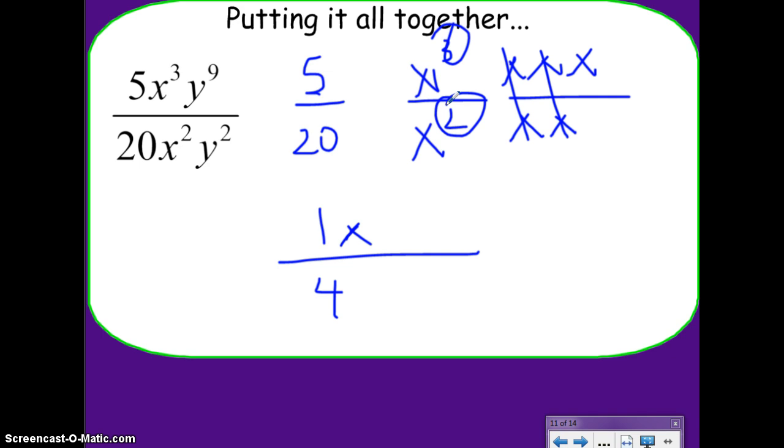And then you do the same thing with the y's. There's 9 on the top, there's 2 on the bottom, so 2 would cancel out. That gets you y to the 7. That's a 7.